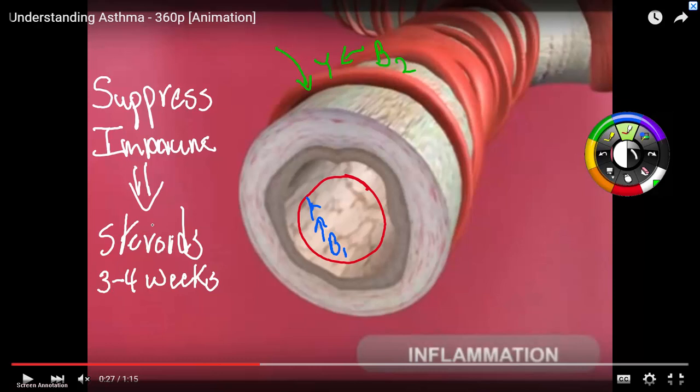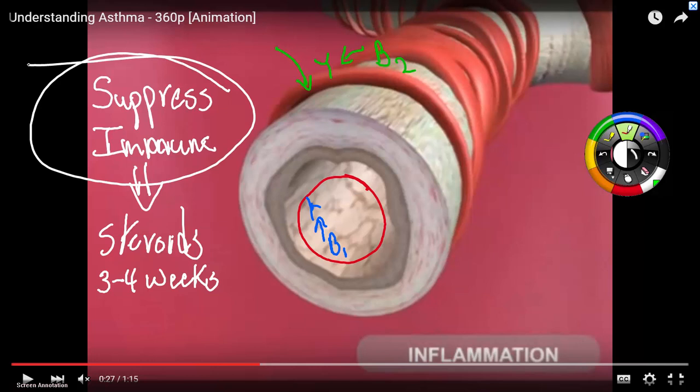Your job is to say, "Take your steroid inhaler." Because how long does it take to adequately suppress the immune system? About 3 to 4 weeks. And you have to continually take that steroid to keep that immune system suppressed. If they stop taking their steroid inhaler because they're breathing good now, it's going to come back.